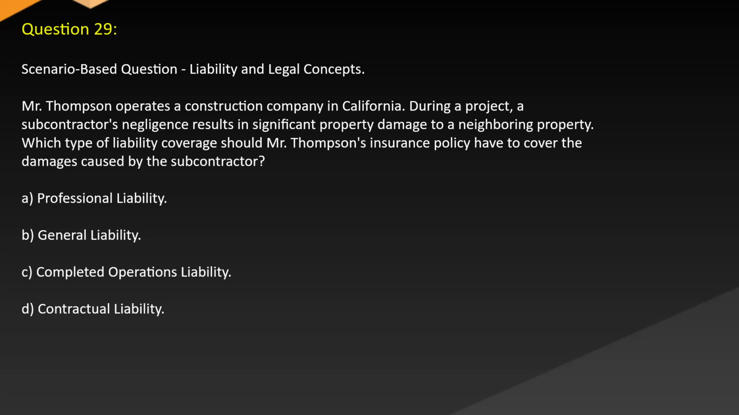Question 29. Scenario-based question. Liability and legal concepts. Mr. Thompson operates a construction company in California. During a project, a subcontractor's negligence results in significant property damage to a neighboring property. Which type of liability coverage should Mr. Thompson's insurance policy have to cover the damages caused by the subcontractor? A. Professional liability. B. General liability. C. Completed operations liability. D. Contractual liability.